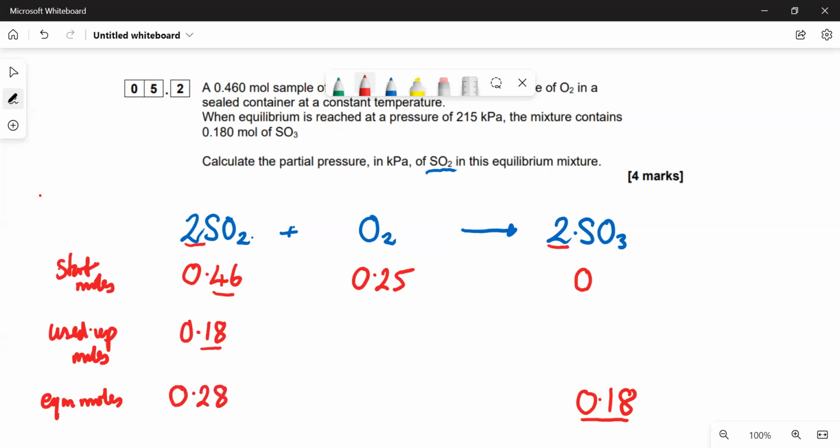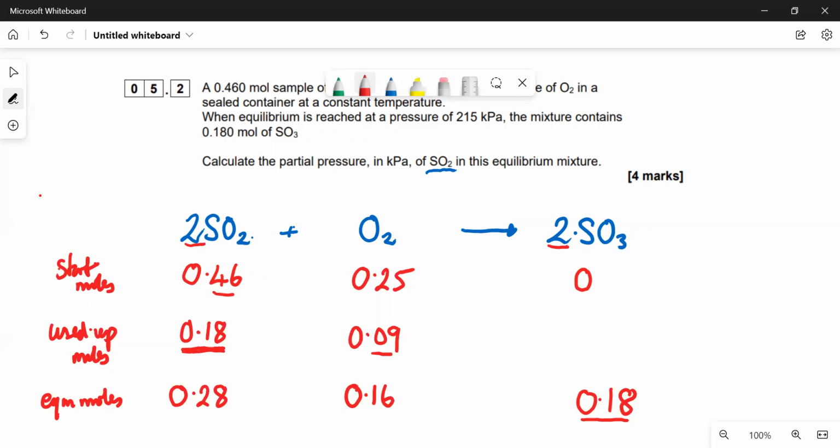Think about the oxygen now. Well, if we've used up 0.18 of the SO2, for every 2 moles of SO2, we only use 1 of oxygen. So that's a half of that. So that's 0.09 of oxygen we've used up. So how much oxygen have we got left over? 0.25 minus 0.09, that gives us 0.16 moles of oxygen. So we've got the number of moles of each gas now.